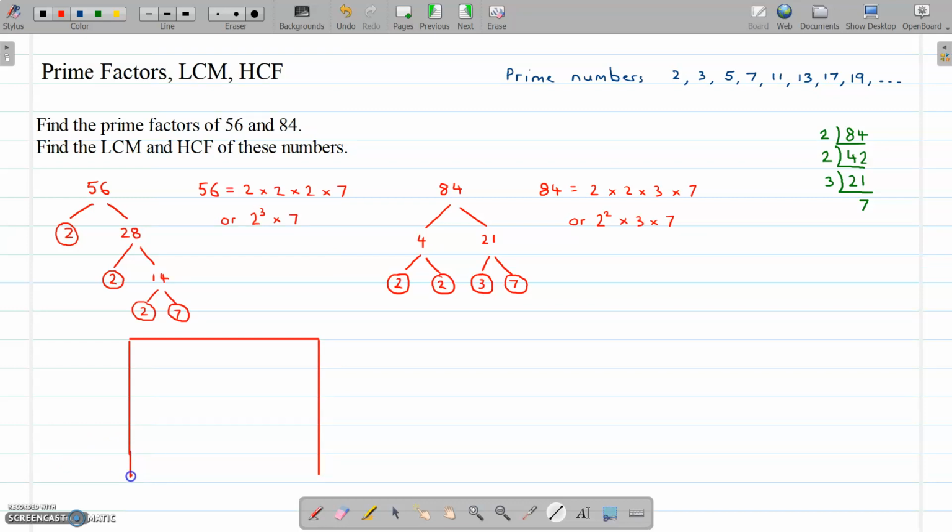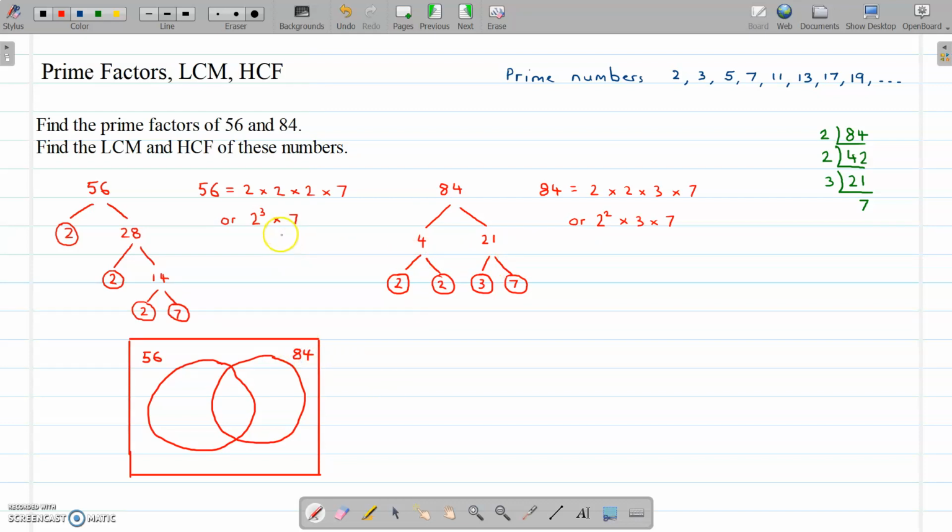shapes. So there's my box, and we've got to have a couple of circles in there, so let's do that now. Now, one of the circles represents the number 56, and the other one represents the number 84. So we label them like this: 56, and over here this circle is 84. Now I take my prime factors and I take them out in pairs.